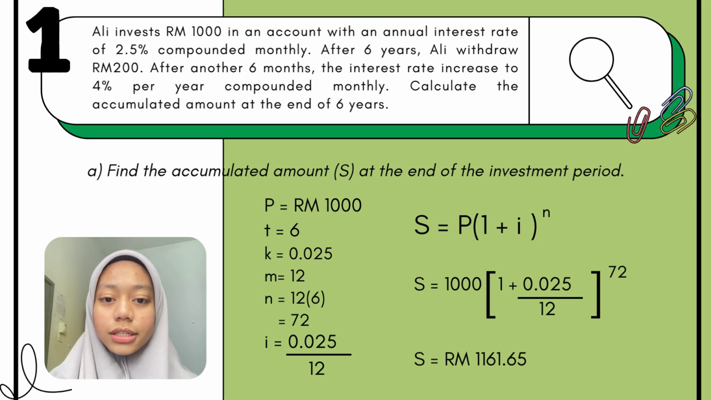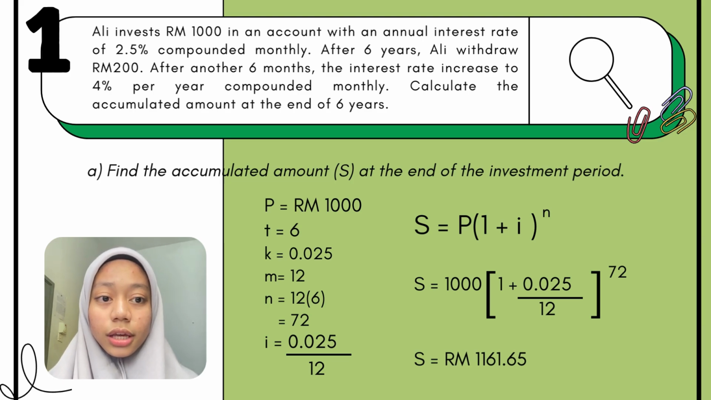First of all, to answer this question, you must identify the information given. P, the original principal, is 1,000 ringgit. T, years, is 6 years. K, the nominal interest rate, is 0.025. M, the frequency, is 12. n, number of interest periods, is 72. i, the periodic interest rate, is 0.025 divided by 12.